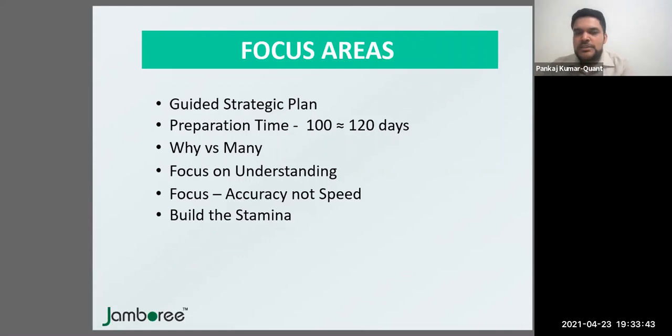Okay. So what all do we need? We need a strategic plan. It should not be random, like, okay, let's practice this, let's practice that. It should be a plan accordingly: this much I'll be doing, this much I'll be doing. And it should not run for a random length of time, like, okay, I'll be preparing for 5-7 months.